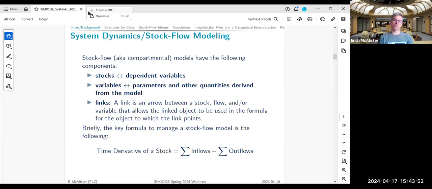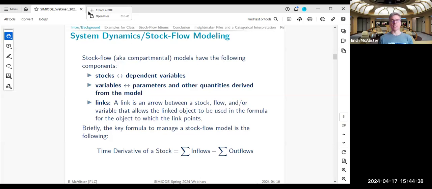In Insightmaker, there's something called a variable. Variables are parameters or other quantities occurring in a model. So you think coefficients that you vary somehow, or some sort of external force if you're talking about harmonic oscillators or something like that. The thing that I actually didn't put on this slide, which is really terrible, is I didn't say what a flow was. We'll see what flows are. They're flows between stocks or just into or out of a stock.